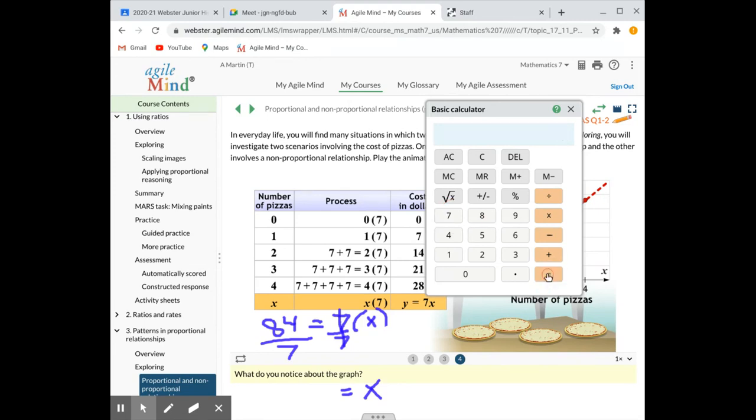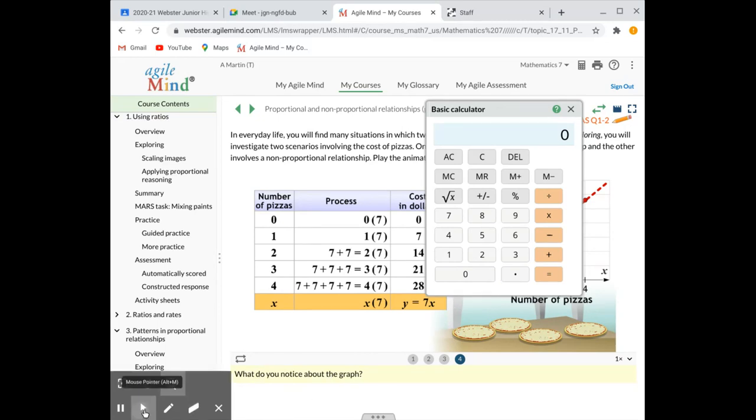And somebody told us the answer already. They said it is 12. So they bought 12 pizzas. Really easy. Good. Okay, so let's see what 2C is. What does 2C say? What if you buy 0 pizzas? How much would it cost? Does your answer make sense?